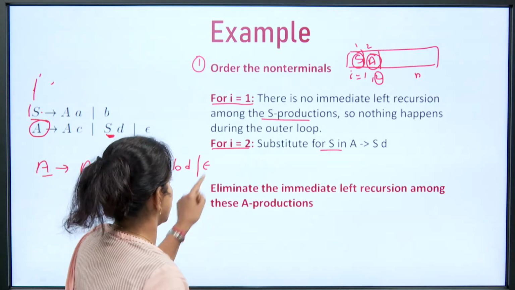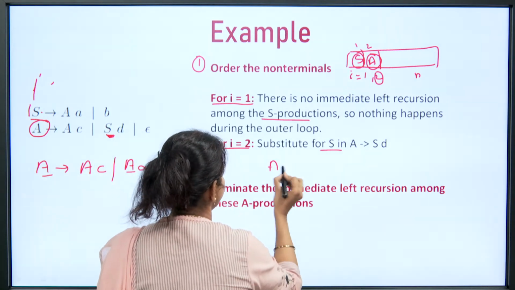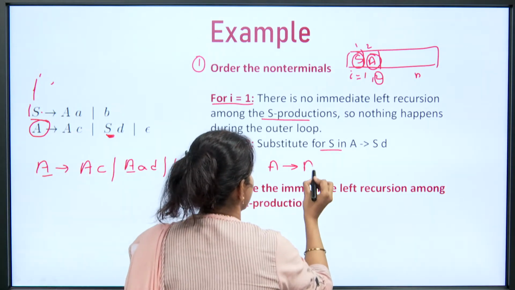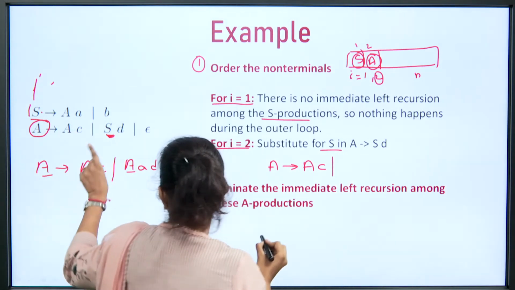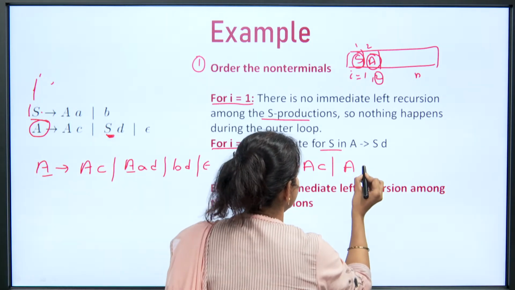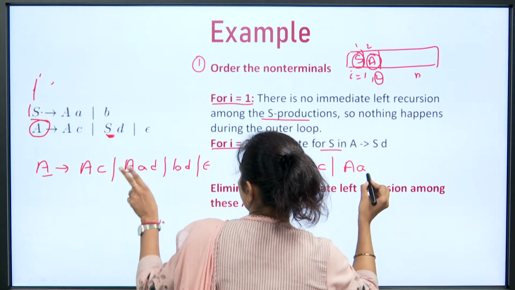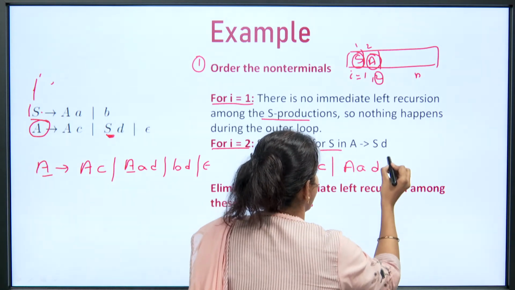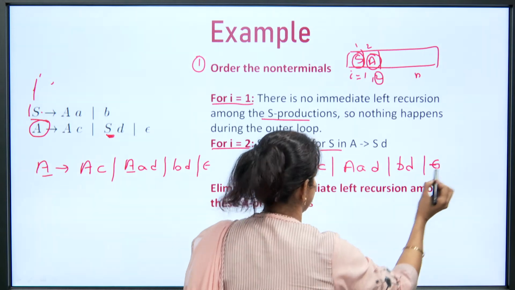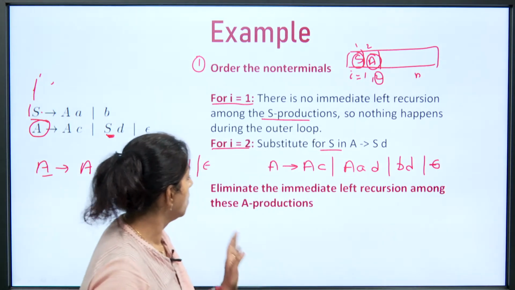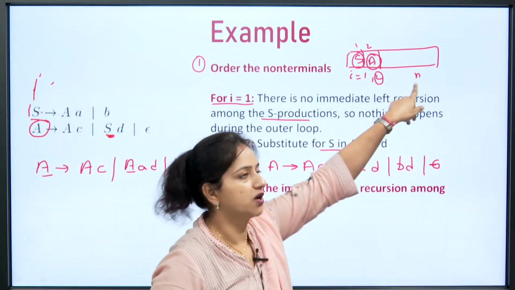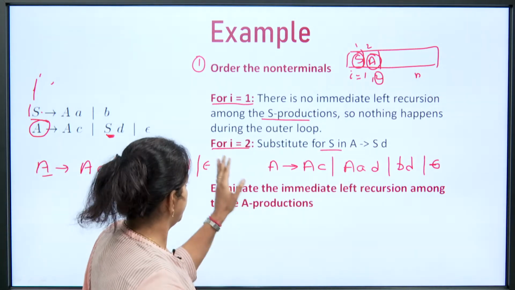into A2 SD, and what we will get after substitution is the new production set. A2 will be AC, next SD, and in place of S we will put its alternate, so it will be A and D, and next will be BD, and next is epsilon as it is. Now we will eliminate, and this we will do for all values of i, and here we will stop this step.